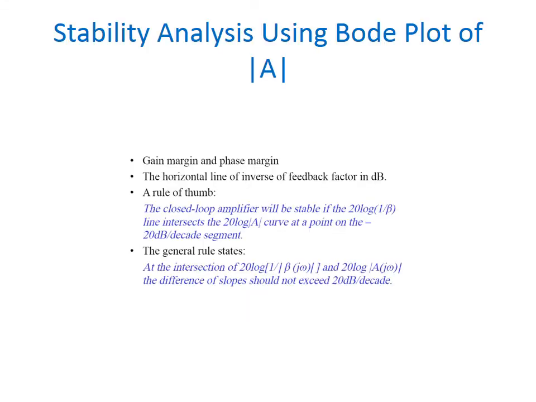Here the gain margin and phase margin can be calculated by considering the horizontal line of the inverse of the feedback factor in decibels. The rule of thumb is that the closed loop amplifier will be stable if the 20 log of 1 by beta line intersects the 20 log of modulus A curve at a point on the 20 decibel per decade segment. The general rule states that at the intersection of 20 log of 1 by beta j omega and 20 log of modulus A of j omega, the difference of slopes should not exceed 20 decibels per decade.